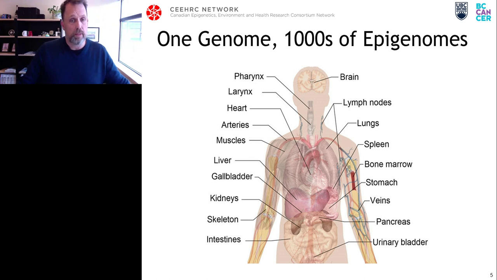And even more complex is that we know that the epigenome can be modified by environmental stimulus. So different environmental stimulus can change the epigenetic signature, and thus it's a dynamic interface between the environment and your genes, and it also plays a significant role in specifying cell type.